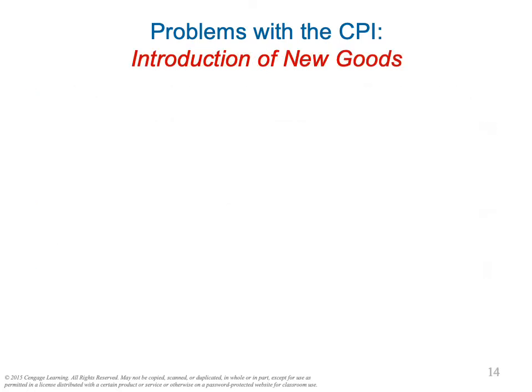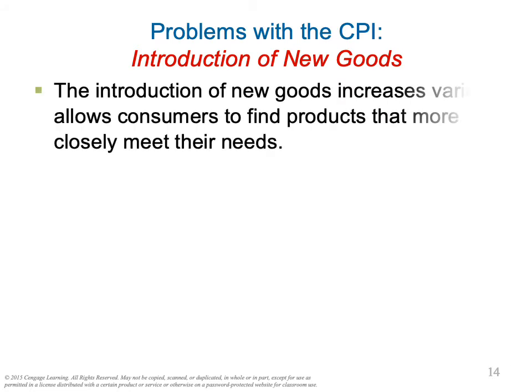Another problem with CPI is when new goods are introduced into the market, which happens all the time. New goods and services are being created all the time, right? Roomba vacuums were not a thing when I was in college, but now they are. So that's a relatively new product. Tesla cars, same kind of thing. Again, there are new goods hitting the markets all the time.